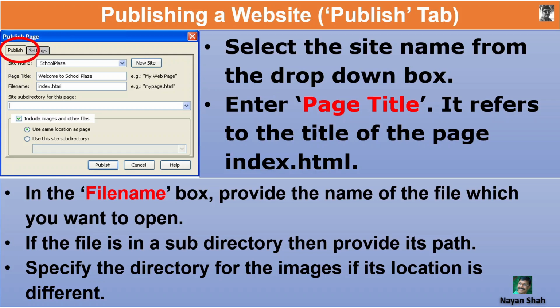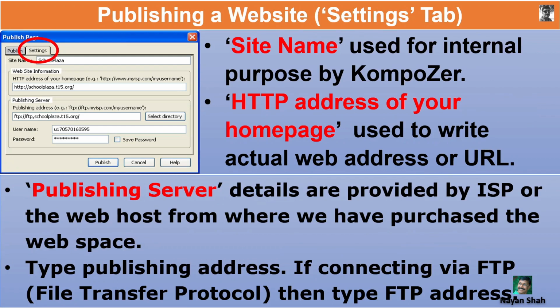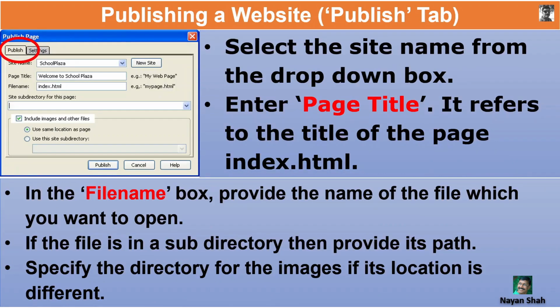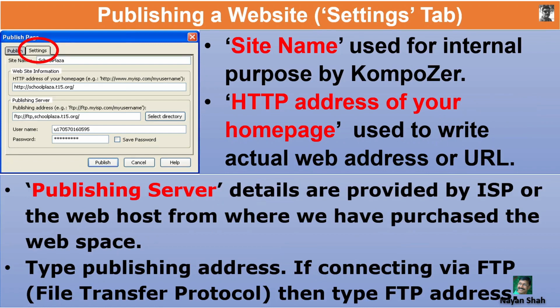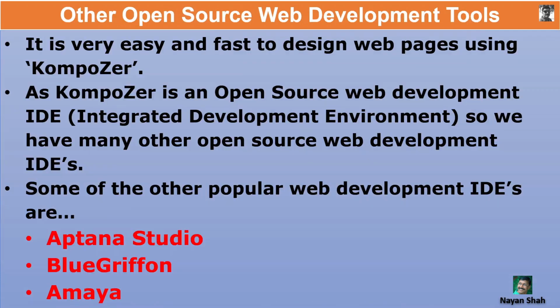So once you finish these two things, the settings tab and the publish tab, then you click on the publish button, and then your website will be published on the server which you have specified. And once it is uploaded and published, you can view that website from any part of the world. So this is how you publish a website using KompoZer.